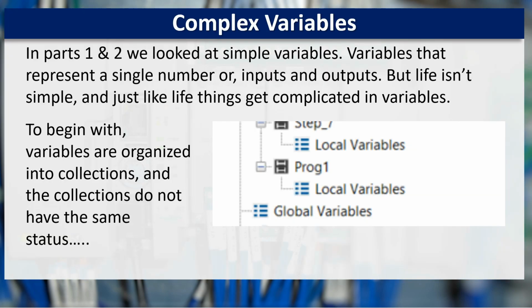In parts 1 and 2, we looked at simple variables. Variables that can represent a single number or inputs and outputs. But life isn't simple. And just like life, things get complicated in variables. So, to begin with, variables are organized into collections, and the collections do not have the same status.